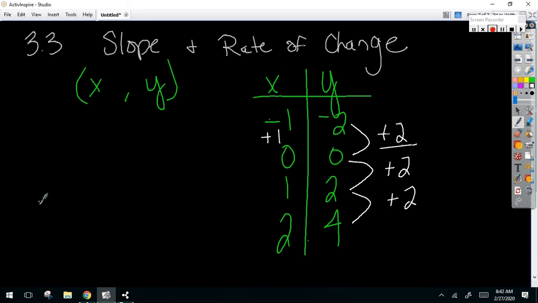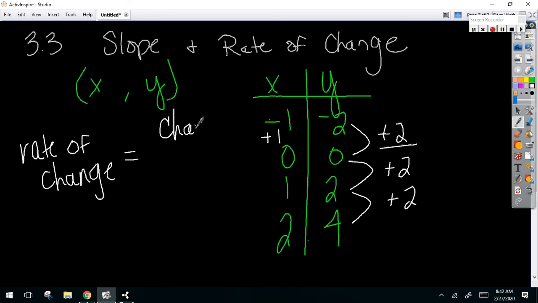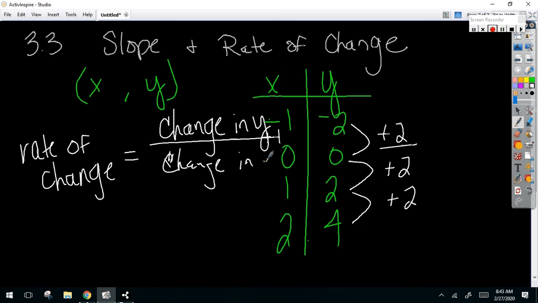Okay, so what is rate of change? Rate of change is the change in Y, so pick 2 points, the change in Y divided by the change in X.